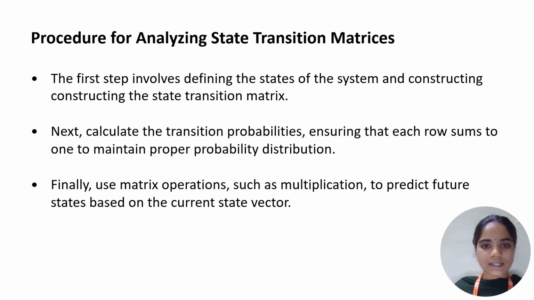Procedure for analyzing state transition matrices. The first step involves defining the states of the system and constructing the state transition matrix. Next, calculate the transition probabilities, ensuring that each row sums to 1 to maintain a proper probability distribution. Finally, use matrix operations such as multiplication to predict future states based on the current state vector.